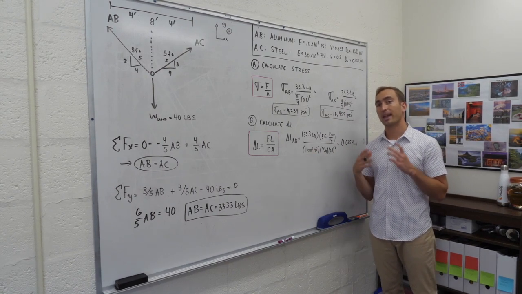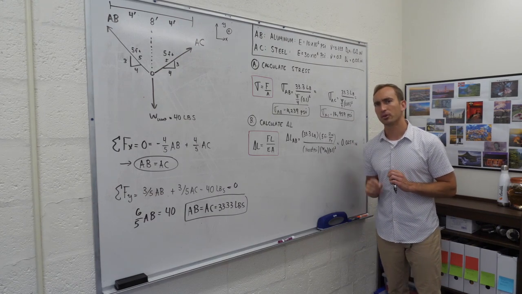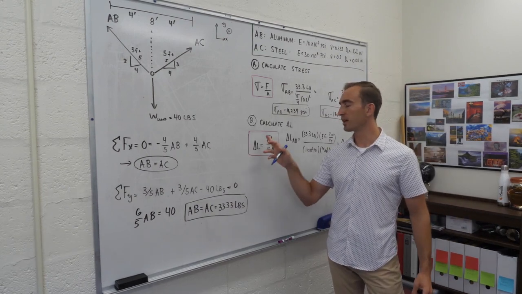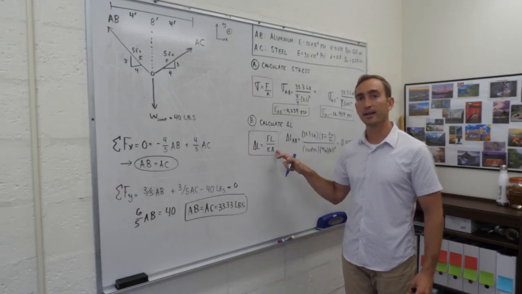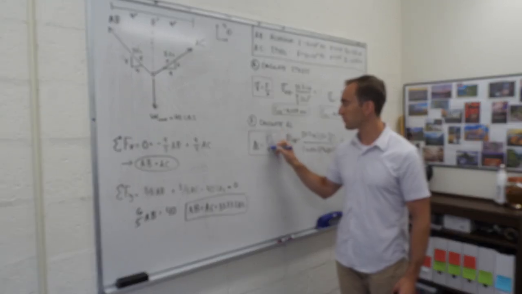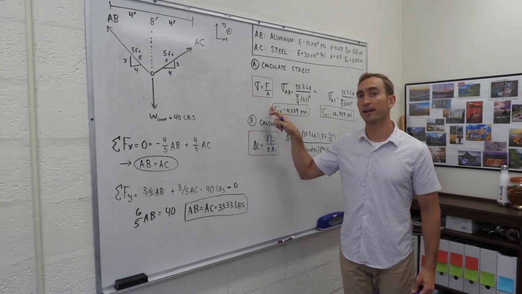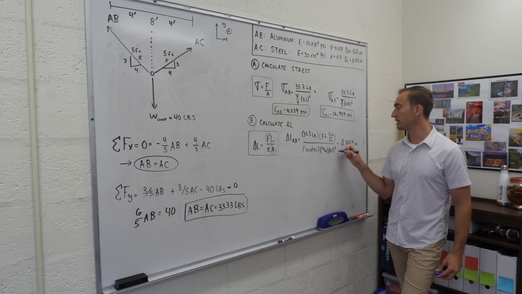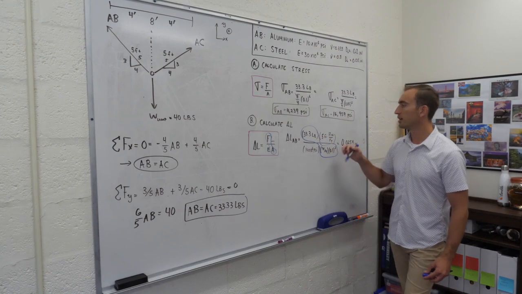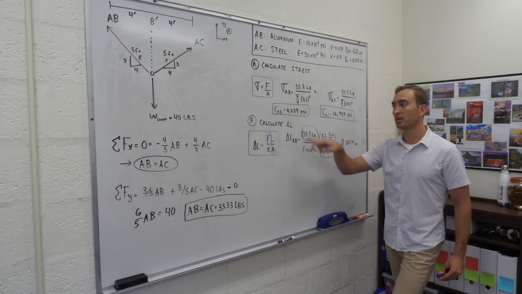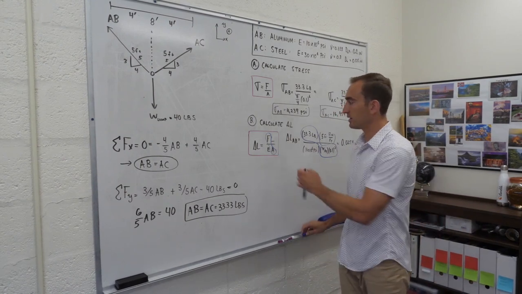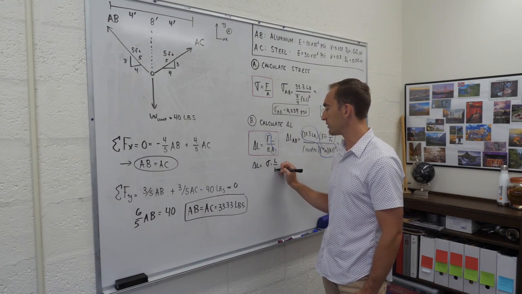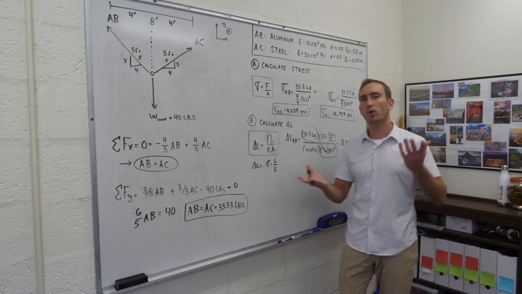Now we can repeat the process for cable AC. But before we do, I want to point one thing out to you that could help you solve these problems faster in the future. If you look at the change in length equation, you've got FL over EA. F over A, we already know, is stress. And that's what we just calculated in part A. So rather than plugging in 33.3 pounds over the area like we just did, you could just plug in the stress that you had in the first part. So another way to write this equation is that the change in length is equal to stress times L over E. That's another quick way that you can do these problems.